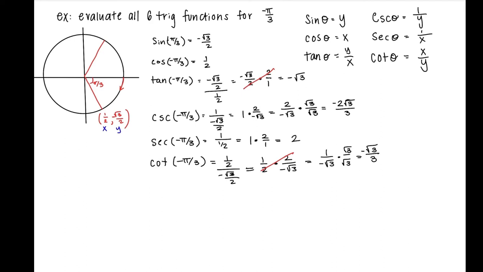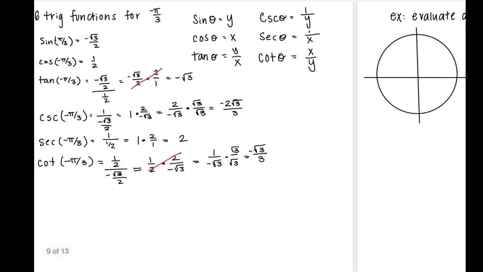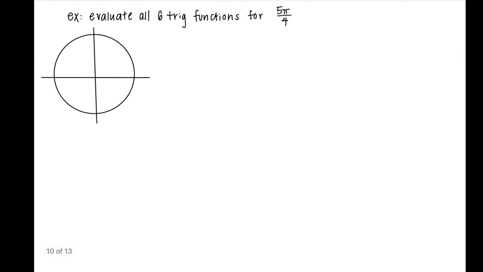Okay, now you're going to practice on your own. So evaluate all 6 trig functions for 5 pi over 4. So first, figure out where 5 pi over 4 is on the unit circle. Figure out your xy coordinate, and then find all 6 trig functions using those shortcuts that we have up here. Make sure that you have these written down in your notes somewhere, these 6 shortcuts for finding the trig functions, because you will use these for a while. Okay, good luck.